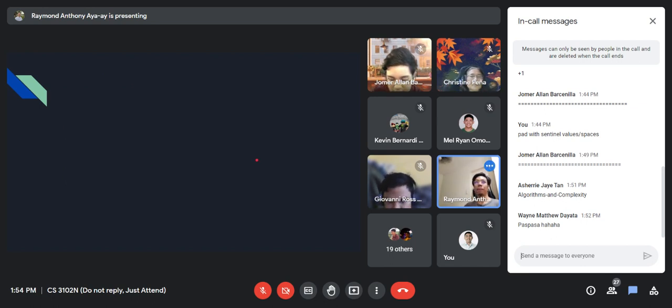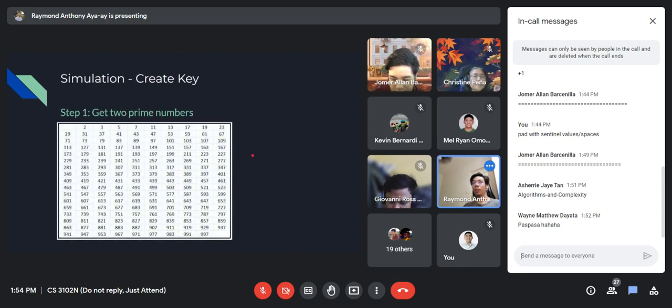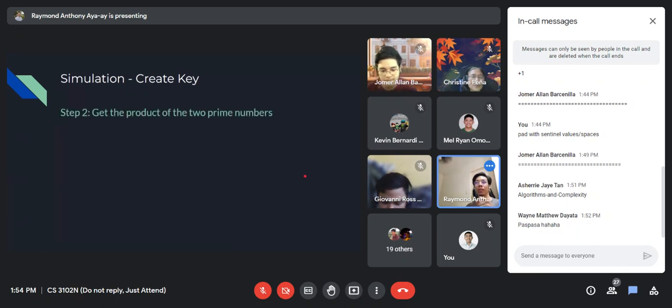So now let's proceed to step one, choosing our prime numbers. If we go back to basic math, a prime number is a number that is not divisible by any number except for one and the number itself. From this big list, we'll choose two prime numbers, p which is 5 and q which is 11. We then get the product of these two prime numbers, so it'll just be 5 times 11, which is 55.